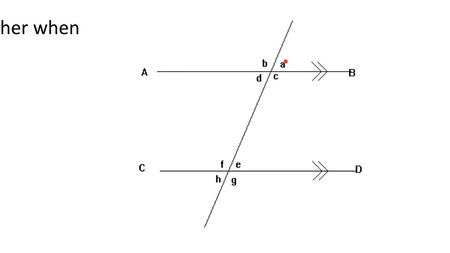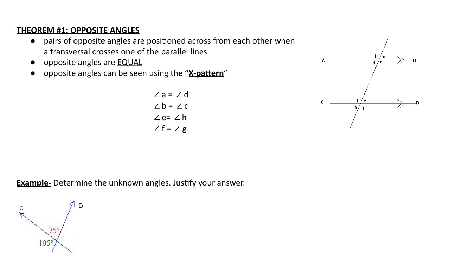Same goes for angle A and angle D. Those are another set of opposite angles. We also have angle F and angle G, and angle E and angle H. So the opposite angle theorem tells us that opposite angles are equal to each other. So if we know that two angles are opposite from each other, we know that they have to have the same angle measure. So knowing that, we can then say that according to the picture that we have here, whatever angle A is, it's going to be equal to or exactly the same as angle D. Same goes for angle B and angle C, angle E and angle H, angle F and angle G.